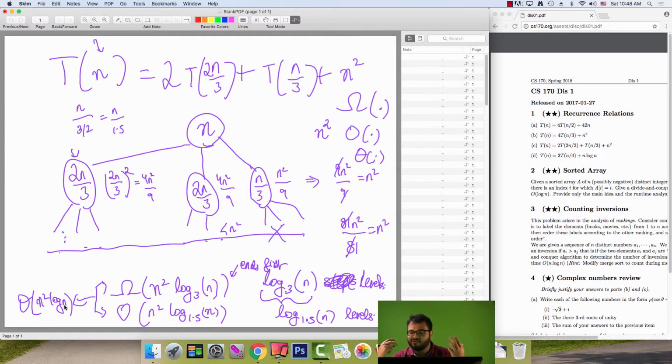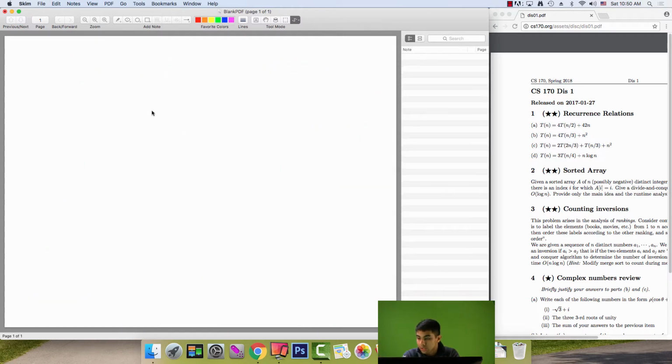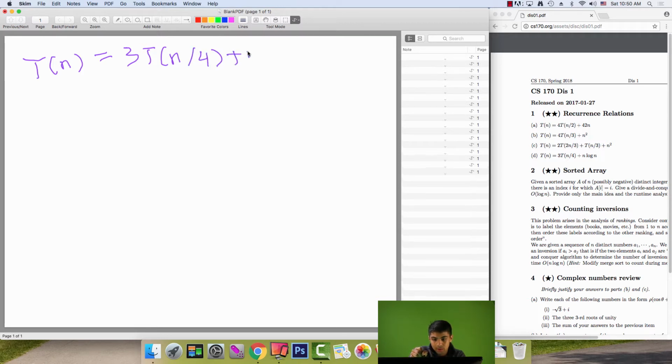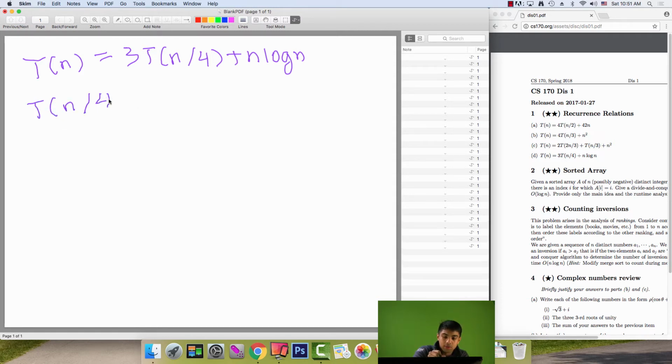So 1, 2, 3. In the previous part, we saw how we can use tree diagrams to reason about recurrence relations. Now in part D, we have a recurrence relation T of n equals 3T of n over 4 plus n log n. So the first thing to notice is, again, like the previous part, we can't really use the master theorem in this case. And so we'll try to take a little bit more of a mathematical approach. So let's see if we can solve for the value of T of n over 4.